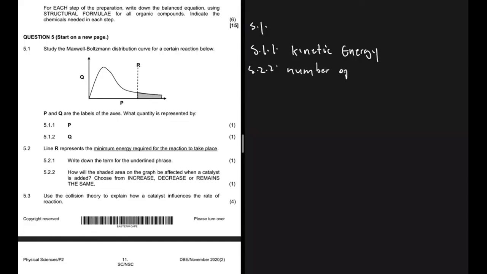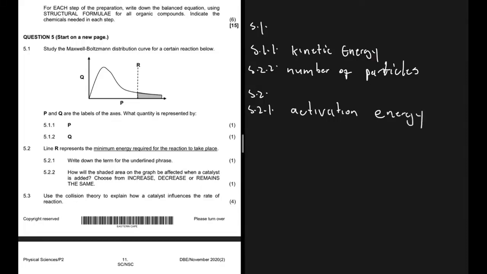The number of particles. Yeah, these are the same curves we use when we determine the factors that affect a reaction rate, right? If you haven't done that, look at the description. I'll put a link to a video where I was explaining that. And then 5.2 says line R represents the minimum energy required for the reaction to take place. And 5.2.1 says write down the term for the underlined phrase, minimum energy required for the reaction to take place. That's the activation energy. Activation energy is self-explanatory.